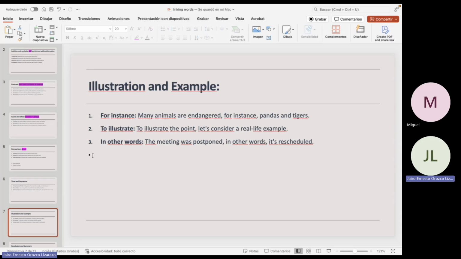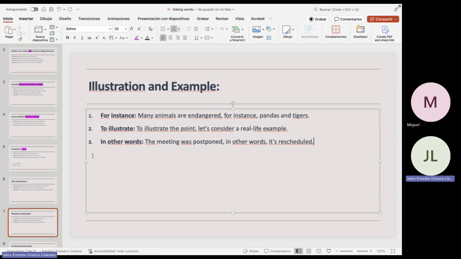Illustration and example. For instance, por ejemplo, ¿vale? Como is the closest comparison in Spanish. Por ejemplo, many animals are in danger. For instance, pandas and tigers. To illustrate, para ilustrar in Spanish. So to illustrate the point, let's consider a real life example.